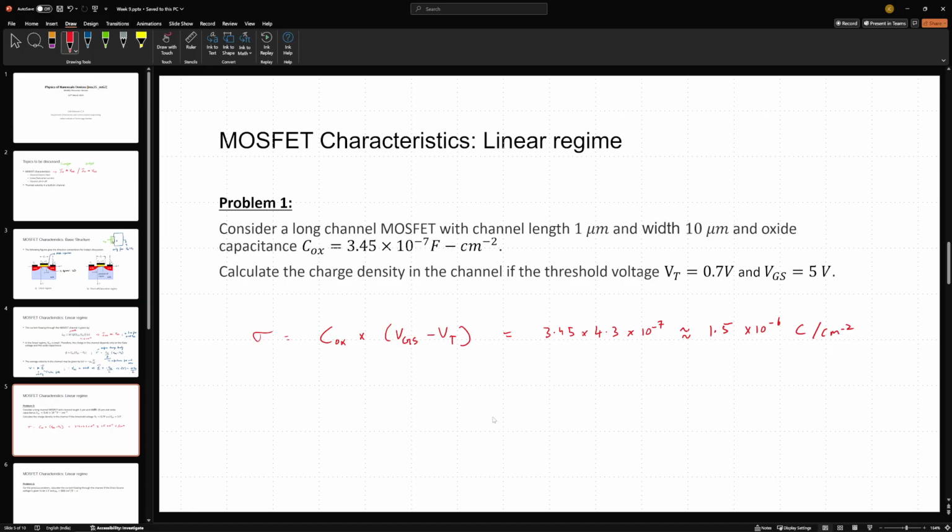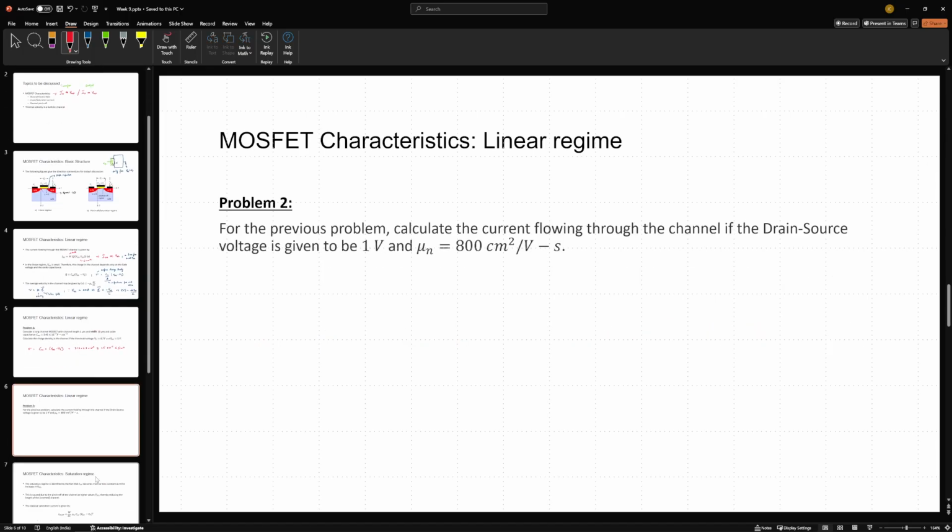Now, this is the surface charge density in the channel when VT is 0.7 and VGS is 5 volts. So this is a fairly straightforward calculation. You will notice that in this problem, the channel width and length are kind of extra information. Like, we have not used it anywhere.